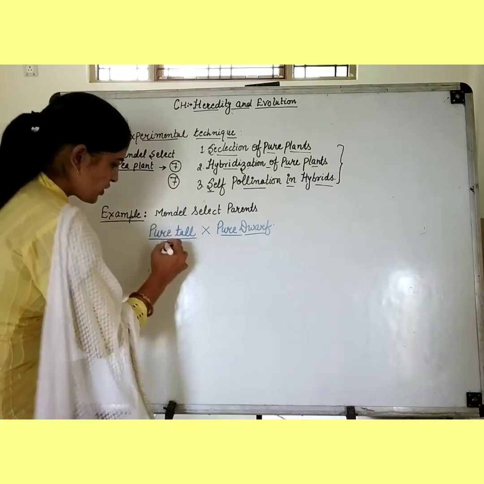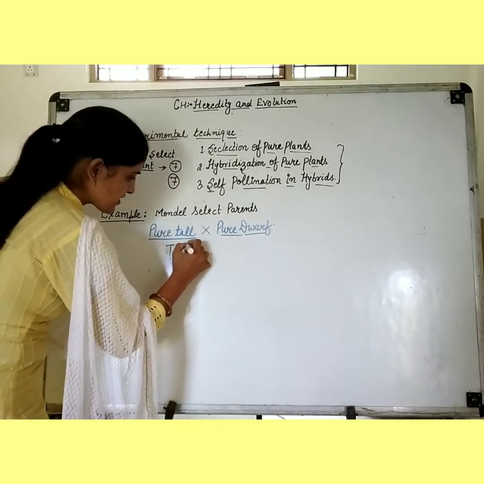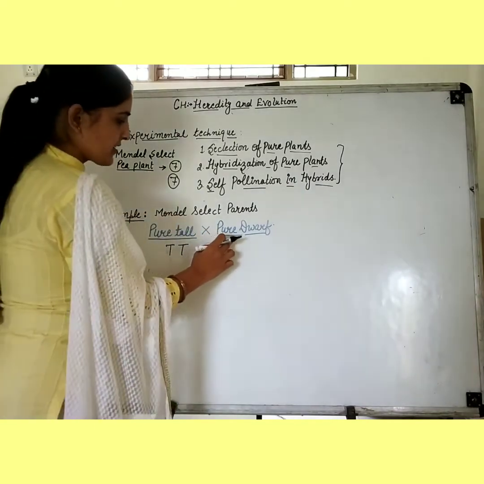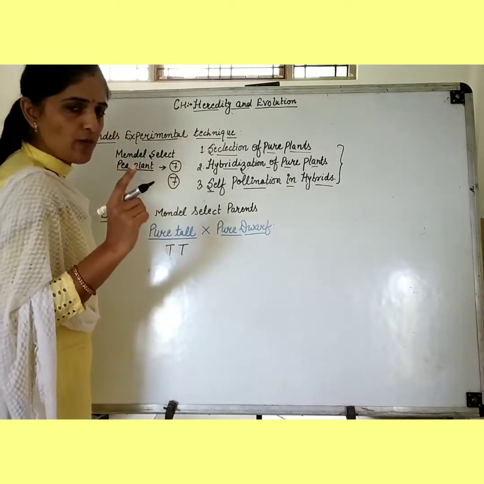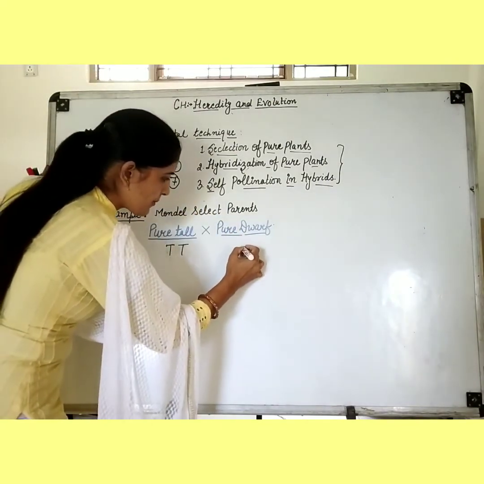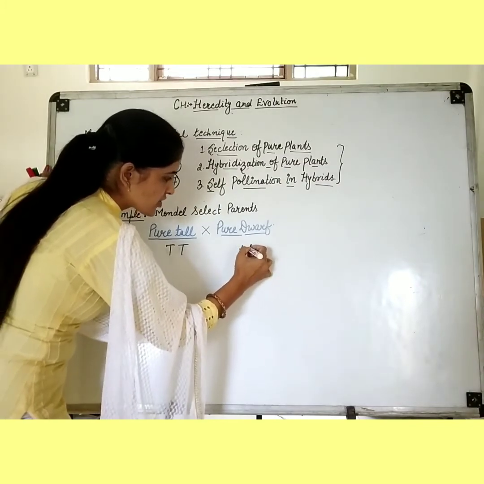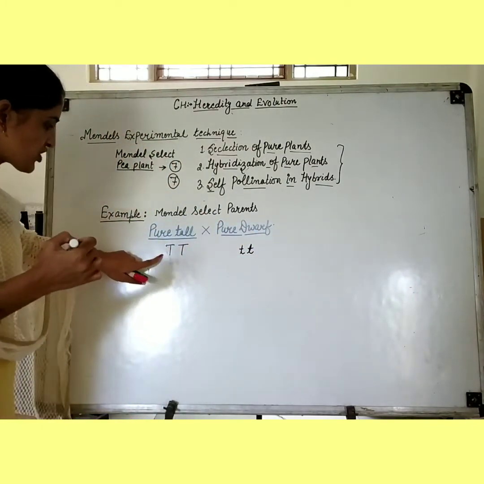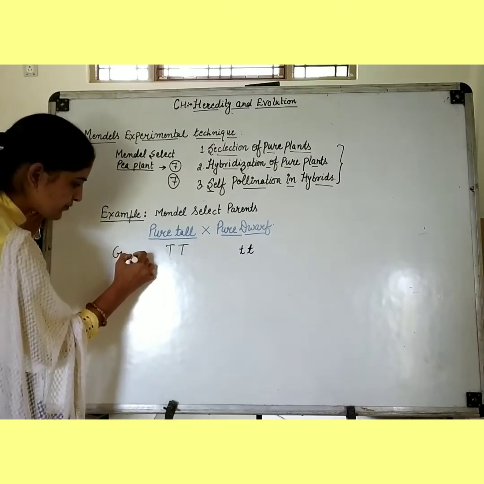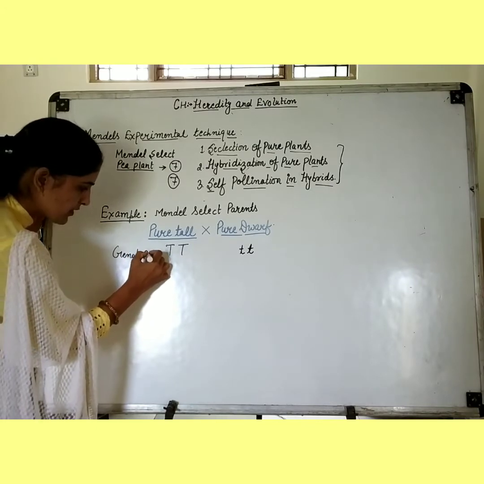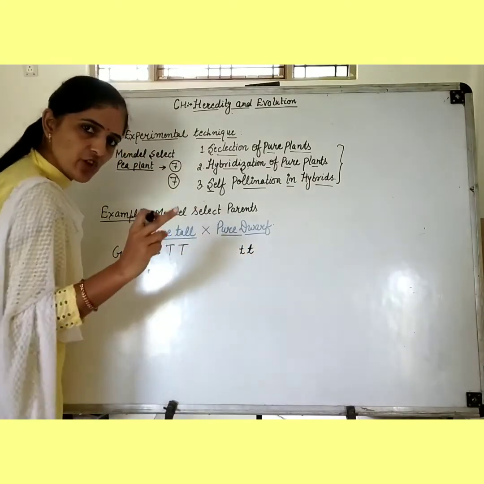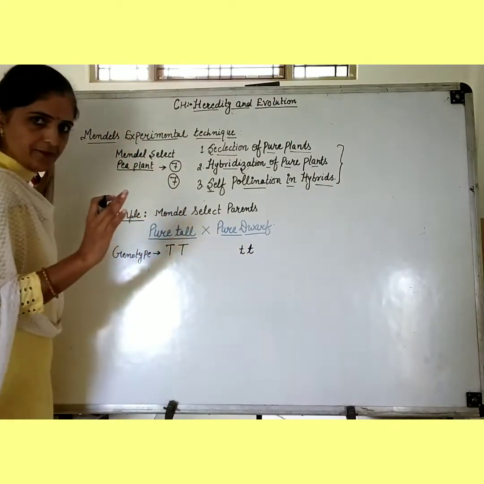Tallness is the character which is controlled by the gene capital T. And another parent, he selects the pure dwarf. And pure dwarfness is the character which is controlled by small t. This is the genotype. Capital T is the genotype of one parent, and small t is the genotype of the dwarf parent.